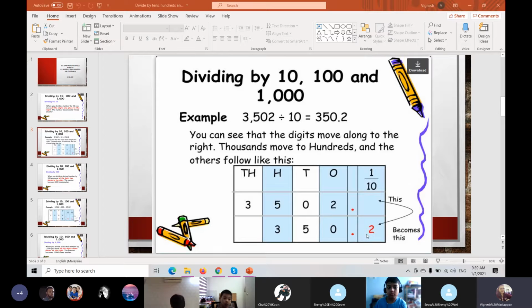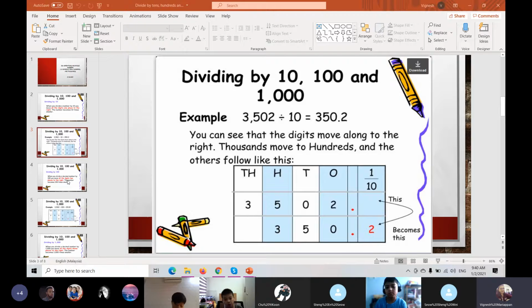Yes, teacher. Okay, good. So 350.2. That's why teacher said now the 0 becomes the ones, 5 becomes tens, 3 becomes hundreds. So the 2 is in the tenths place because the number after the decimal is the tenths place.